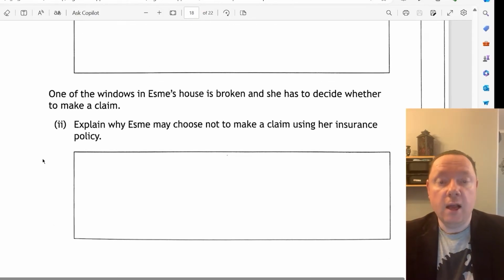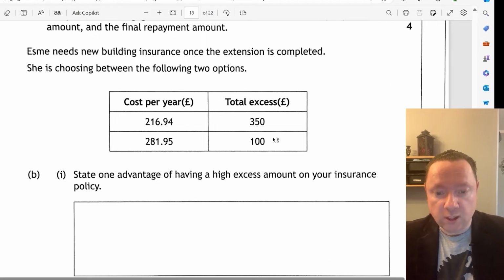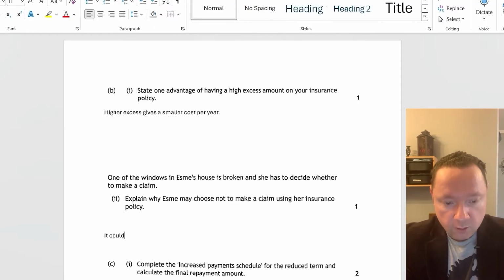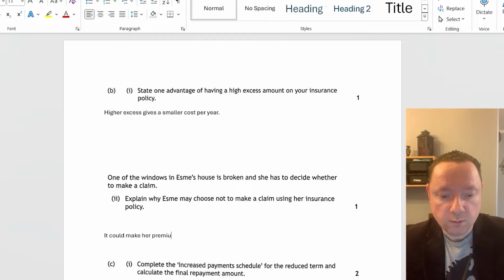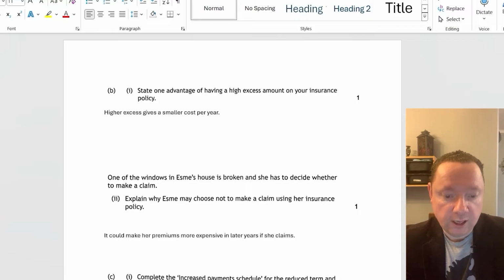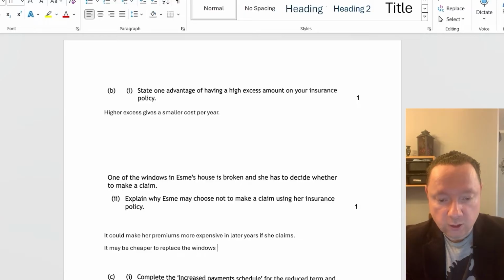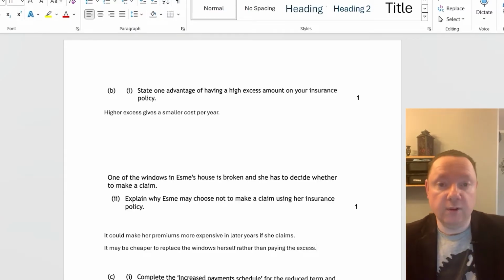There's lots of reasons for that. It might mean that her premiums go up in later years because she's made a claim, or it might be because the excess is too high and it's cheaper just to fix a window without making a claim. It could make her premiums more expensive in later years if she claims. Or maybe you would say that it may be cheaper to replace the window herself rather than paying the excess. Could be something like that as well.